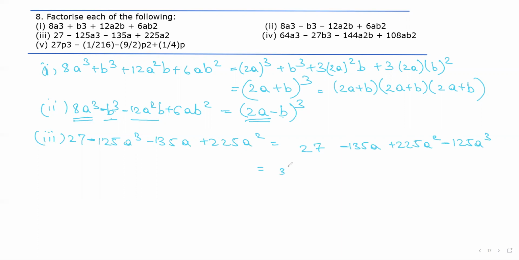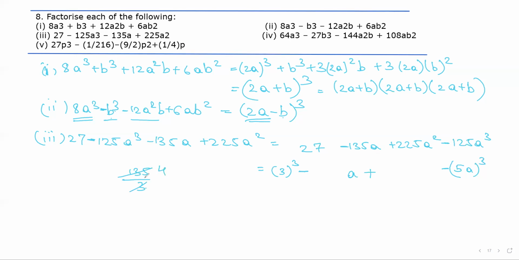This should be equal to 3 cube, and your last term is equal to minus of (5a) whole cube. Here this is negative, second term is positive. Here you have a. That means here you should have 3 into, this is 135. Now 5 plus 3 is 8 plus 1 is 9. So by default 135 is divisible by 3. Let's divide it by 3. If you divide 135 by 3, what do you get?